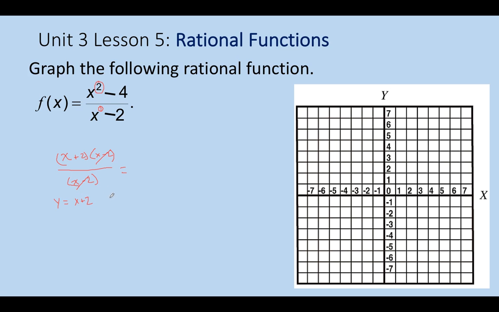The only thing is, I know that if I look back at the original, my x value can't equal 2. So what I'm going to do here is I'm just going to graph y equals x plus 2, y-intercept at 2. I got a slope of 1. The only thing is when x equals 2, it can't equal that. And that's actually called a hole. And so we just draw a hole there. And this is the rest.